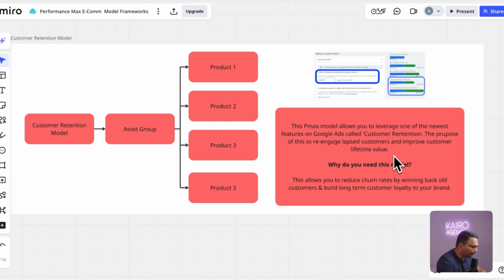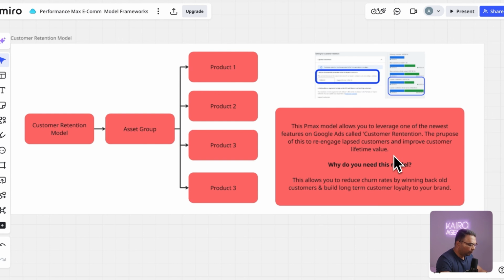Now, what do we mean by lapsed customers? These are people who bought from you in the past but have not bought again. Simple as that, right? So the purpose of this model is to go out and specifically re-engage with those audiences and convince them to buy again. The reason why this is so powerful is because you're already engaging with an audience who is familiar with your brand. So they're already warm. They've already shown interest. They have just not bought again for whatever reason. Maybe they got distracted. Maybe they forgot about you because you weren't reaching out to them. Maybe they're testing other brands.